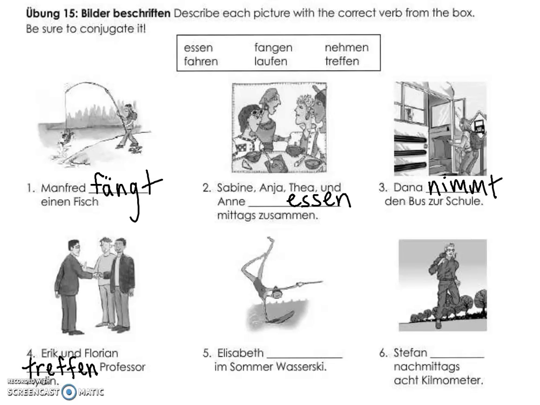Number 5, Elisabeth, and then we have im Sommer Wasserski. So we have to figure out what fits there. And we get fährt. Elisabeth fährt im Sommer Wasserski. And then number 6, we have Stefan, nachmittags 8 Kilometer. So we have to figure out what fits in the blank with Stefan. That's our er/sie/es form conjugation. And we get läuft. Stefan läuft nachmittags 8 Kilometer. He runs 8 kilometers in the afternoons.